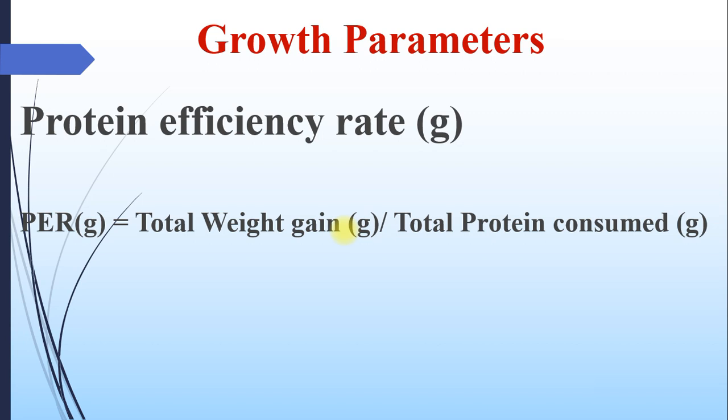Then protein efficiency ratio, short form is PER, in grams, equals total weight gain in grams divided by total protein consumed in grams. So per kg of meat produced, how much protein was utilized. If we want to know that, we can use this formula for protein efficiency ratio.